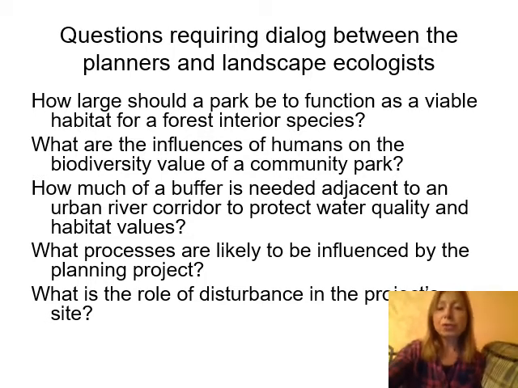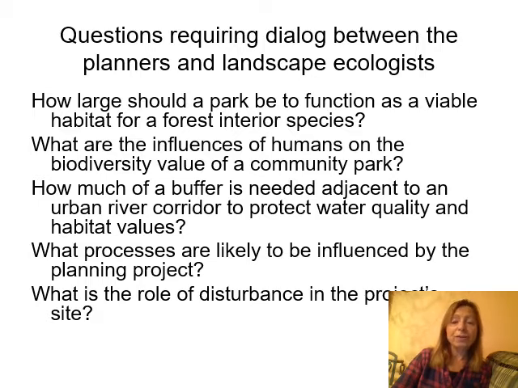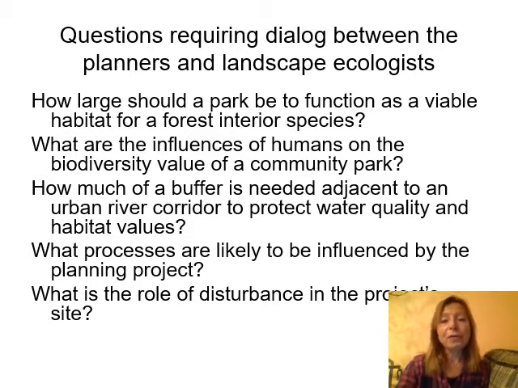Or how much of a buffer is needed adjacent to an urban river corridor in order to protect water quality and habitat values of this stream corridor? Or what processes are likely to be influenced by the planning project? Or what is the role of disturbances in the project development site?